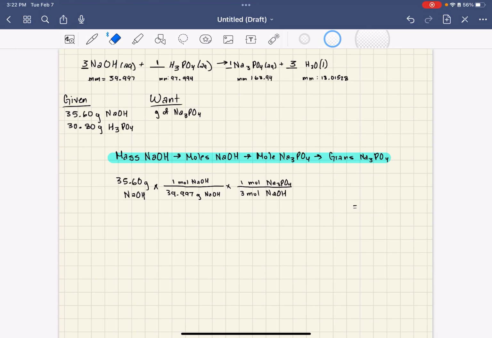Now we're gonna find the moles for Na3PO4. So let's go over here to our calculator. Answer 35.60 times everything across, which is 1, which will leave us with the same number, and divided by everything from the bottom, which will be 39.997 times 3. So we're gonna divide this and multiply everything by the bottom. 39.997 times 3.